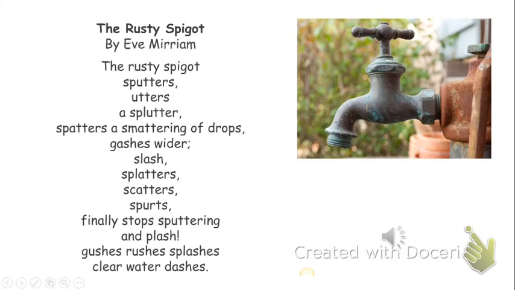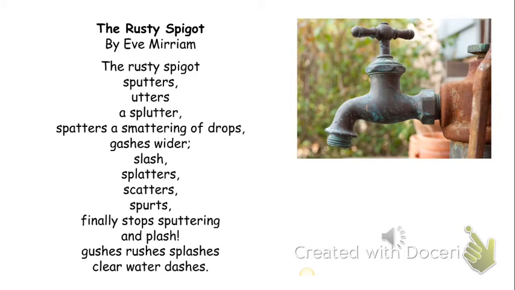All right, we've listened to a little bit of the sound. Now see if Eve Merriam has captured those sounds using these onomatopoeias. The Rusty Spigot by Eve Merriam. The rusty spigot sputters, utters a splutter, spatters a smattering of drops, gashes wider. Slash, splatters, scatters, spurts, finally stops sputtering and plash. Gushes, rushes, splashes, clear water dashes.